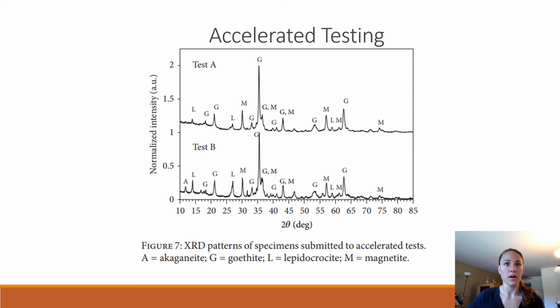So here we have our XRD results from our accelerated testing. You can see the major phases are goethite and magnetite. In test B, which is the sodium chloride UV parameter, we're also seeing akaganeite. If you look on the bottom left, you can see there's just a small amount, and again, this is due to the chloride concentration from our 5% sodium chloride test solution.